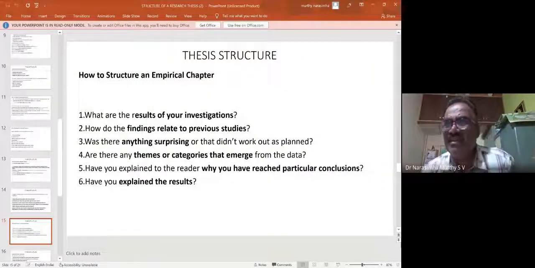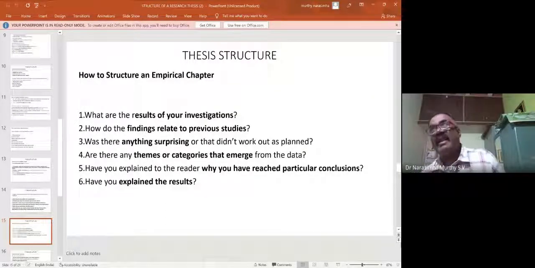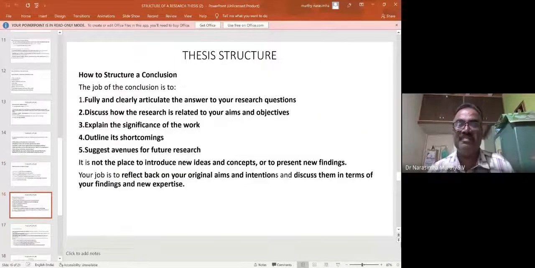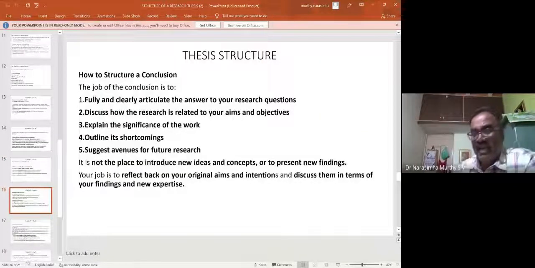And remember, you should explain why you have reached particular conclusions. What is the basis? How do you arrive at this conclusion? And finally, you should explain the results, that means your findings, and also you should be able to justify them again and again. You should explain, making your stance very clear. Then I'm almost coming towards the end of my session, because I don't want to take much time. I prepared only for 45 to 50 minutes.